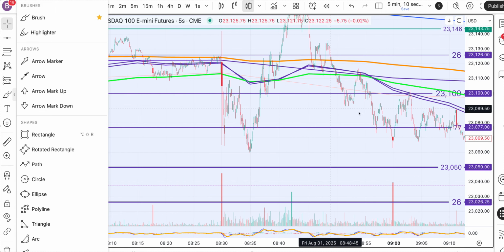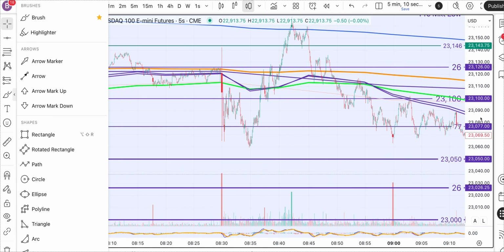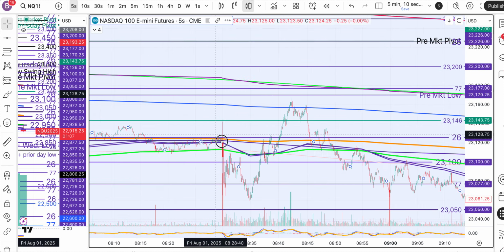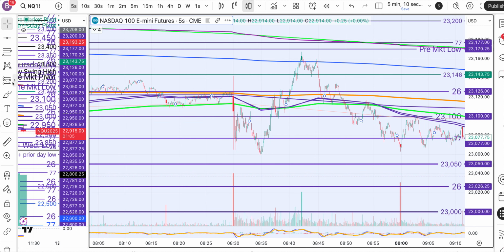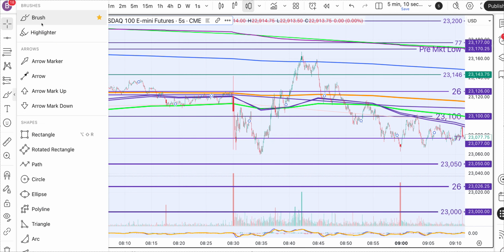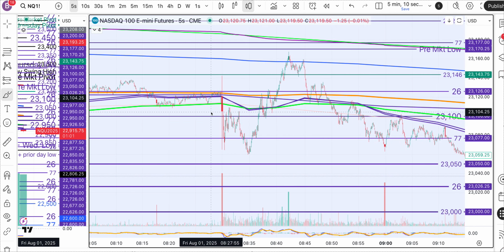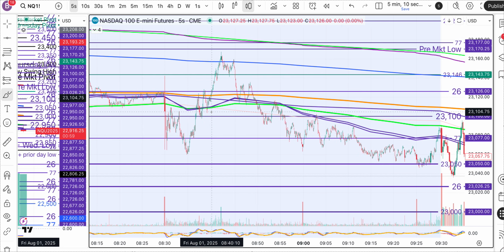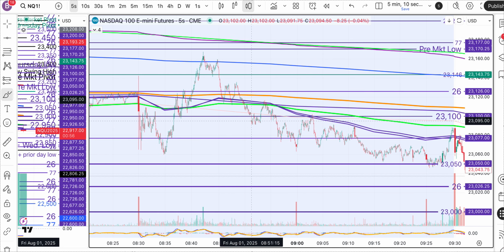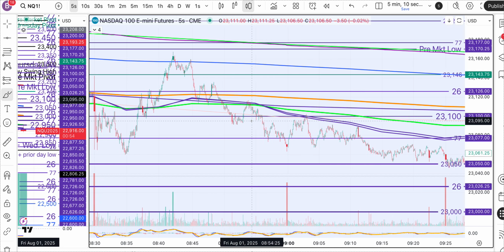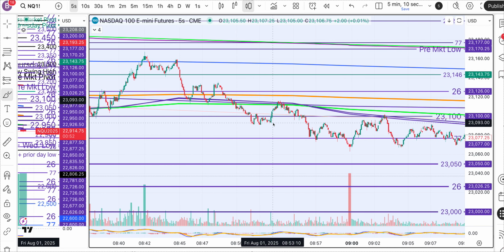So here we have the news, and the news kind of spiked things up and down a little bit. It was a little bit of a messy news play, but overall, after things settled down, price started drifting down, and that's when the money line trade started working out.